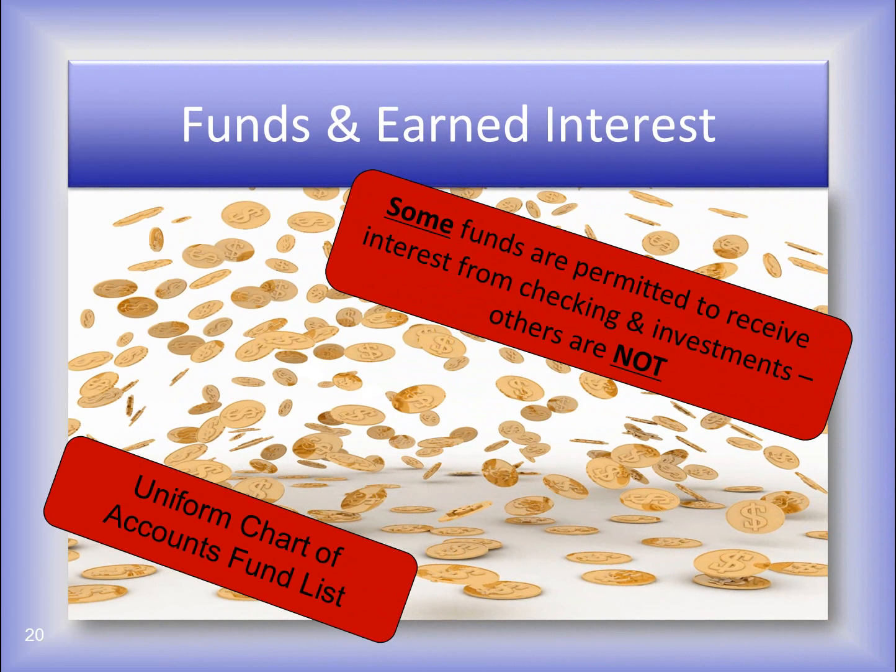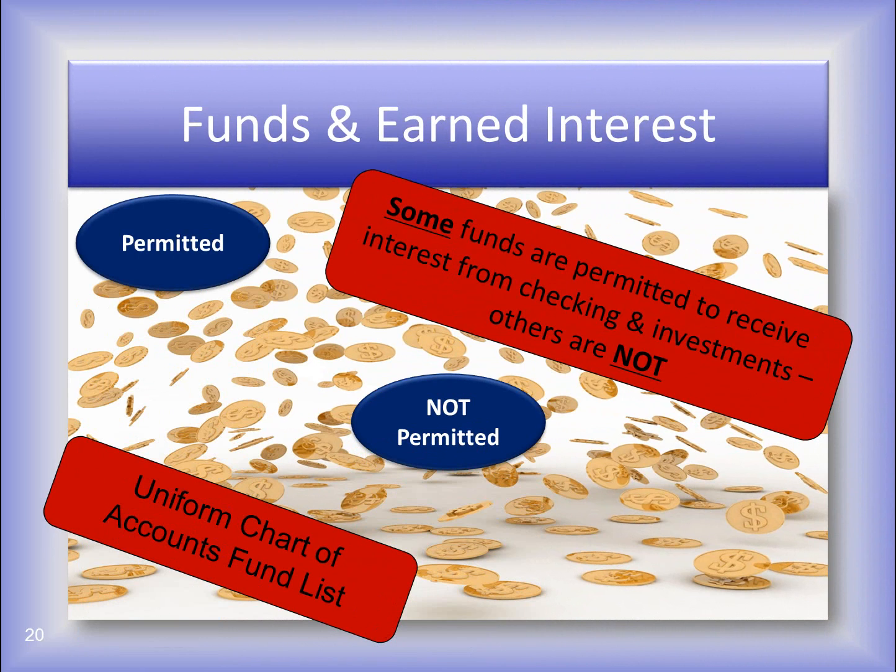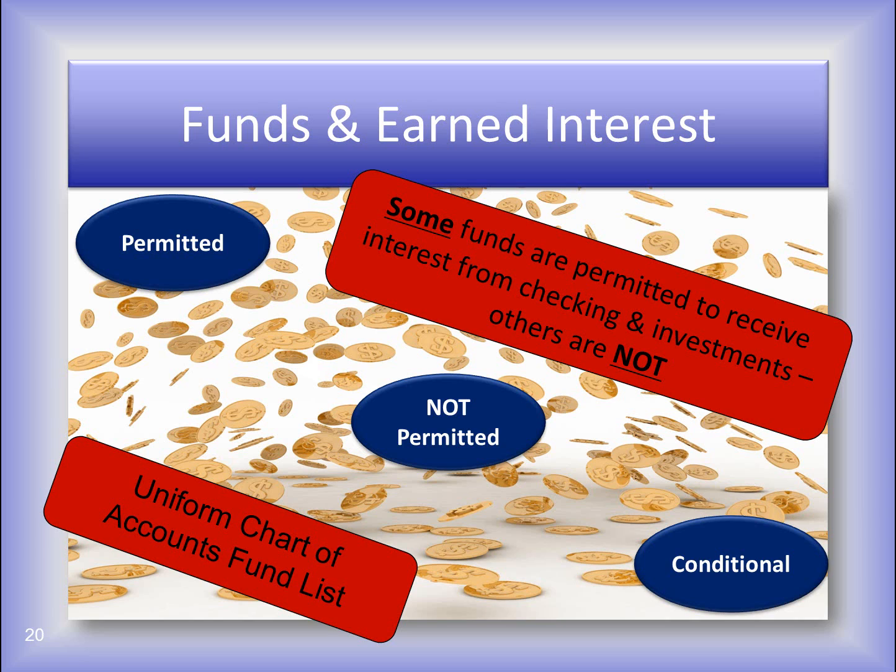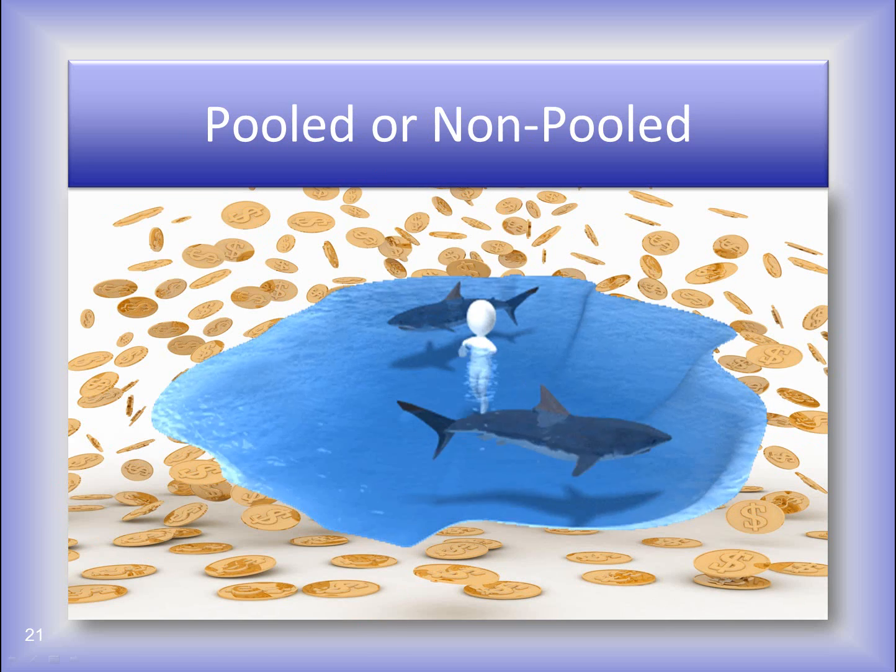Previously, we learned that, as indicated on the Uniform Chart of Accounts, there are funds that are permitted, not permitted, or conditionally permitted to receive their earned interest. Manual bookkeepers as well as accounting software users should be following these regulations. If a fund is not permitted to retain its earned interest, the general fund receives the distribution. There are no exceptions.